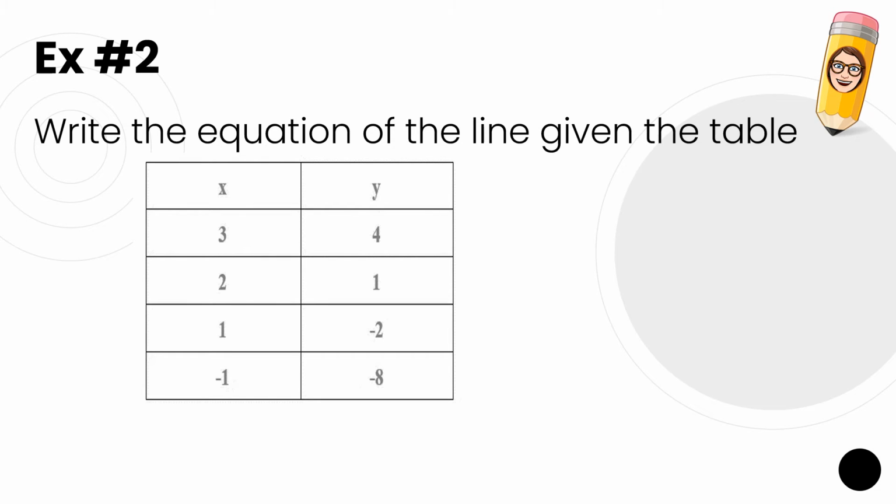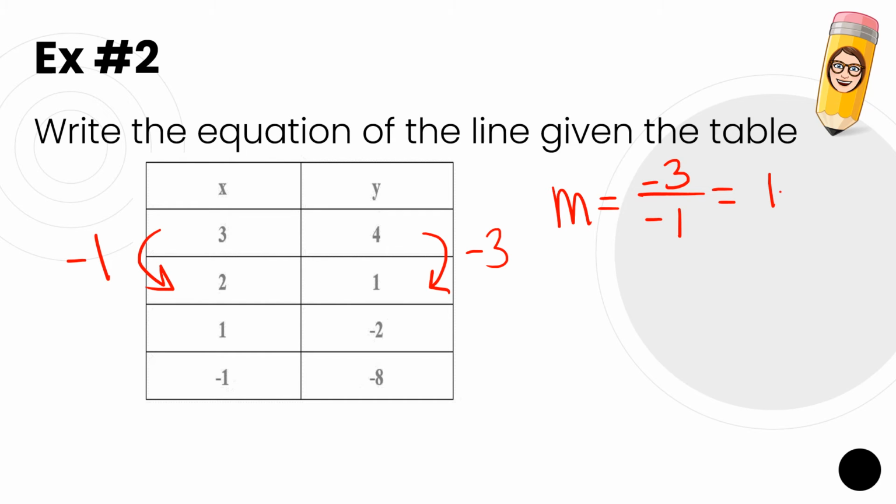Let's try this again. Remember, I don't need all the jumps, I just need one set. So the jump from 4 to 1 is negative 3. The jump from 3 to 2 is negative 1. Slope is the change in y over the change in x. Remember, rise over run. Now I can divide that. A negative divided by a negative is a positive, and we have a 3.